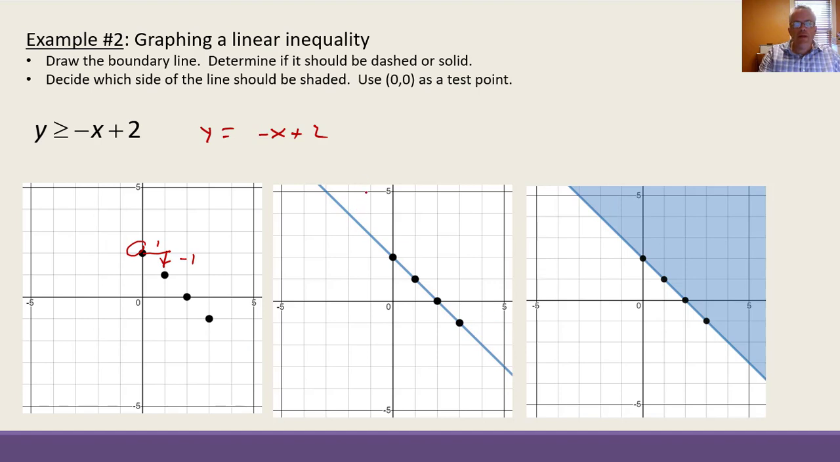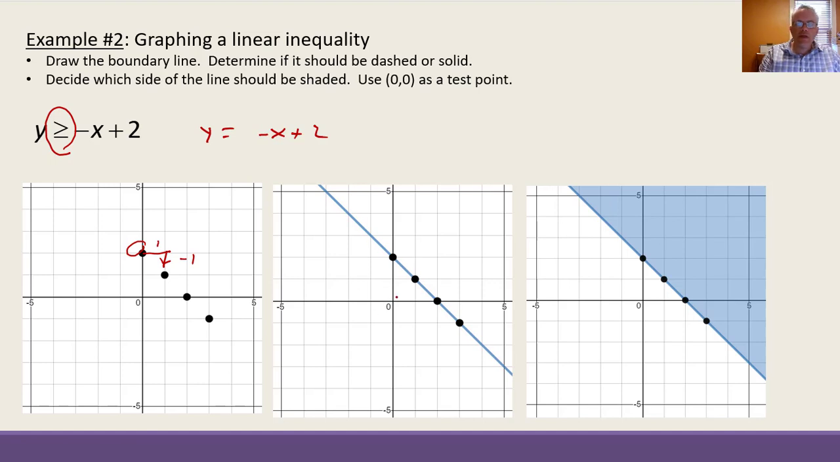This time it's solid because we have greater than or equal to. We want both the points that are equal to minus x plus 2 and the ones where y is greater than minus x plus 2. So that's why we have a solid line here.